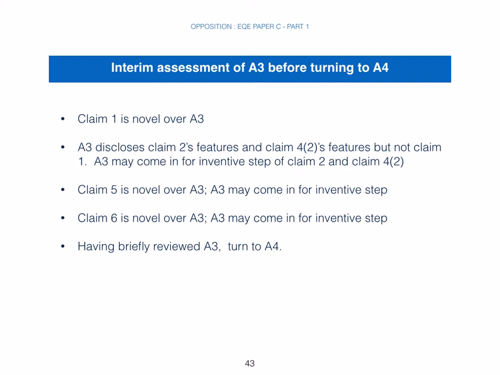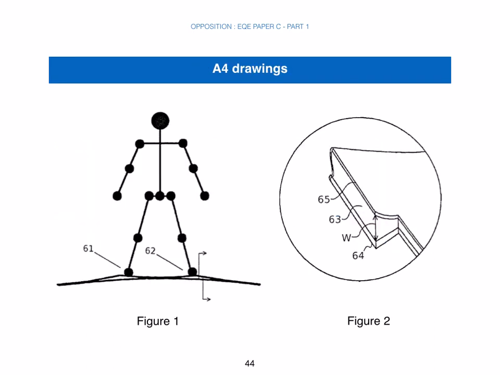Let's now go to A4. We can see from A4's figure 1 that a schematic rider is standing on a sports board. That's the title of A4. The sports board is thicker under the rider's feet. Figure 2 illustrates the varying thickness along the sectional lines just beside the rider's foot.